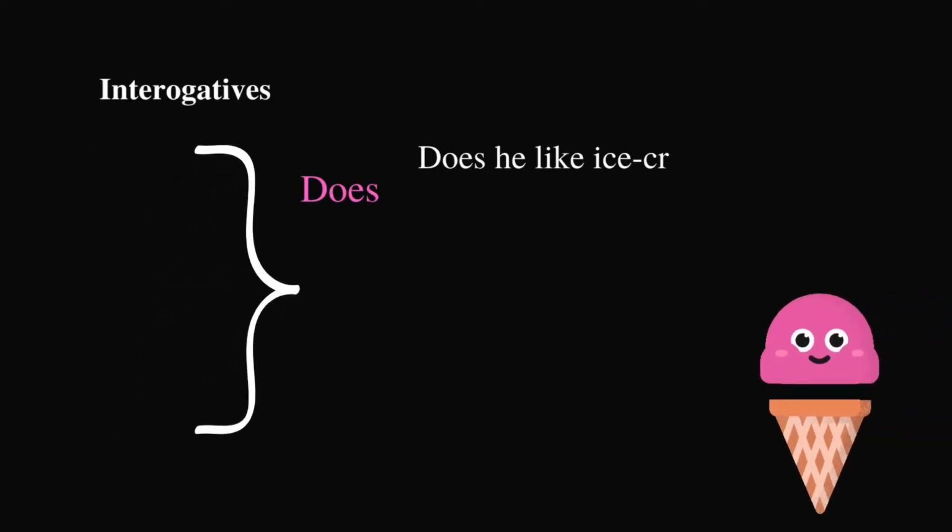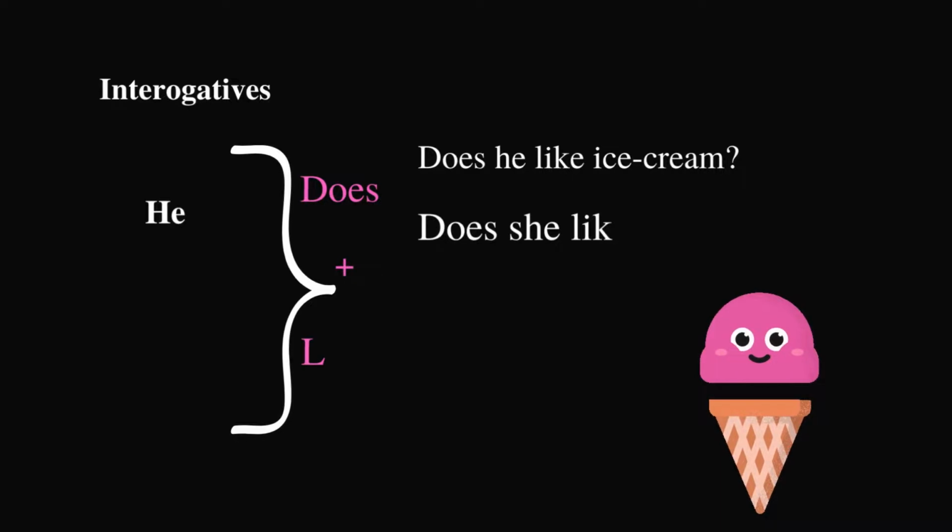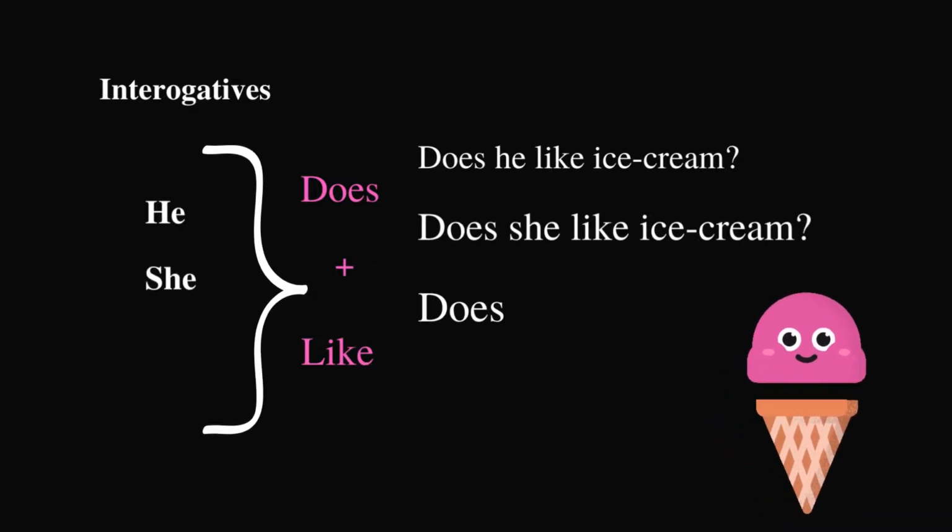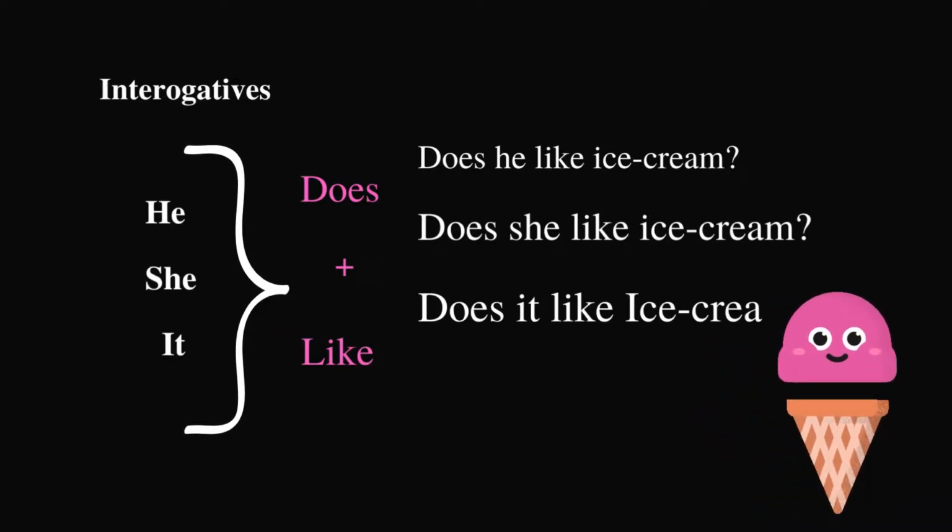When we have interrogatives with first person singular, we use does in the start of the sentence and we use the first form of the verb. For example, does he like ice cream? Does she like ice cream? Does it like ice cream?